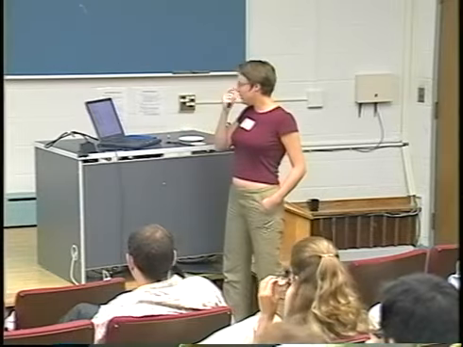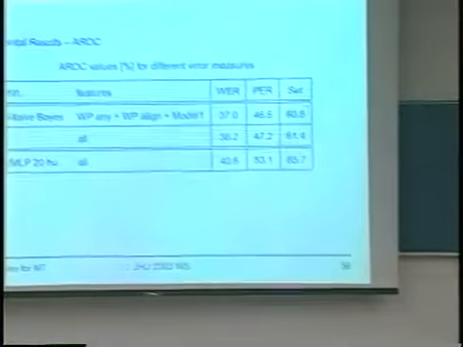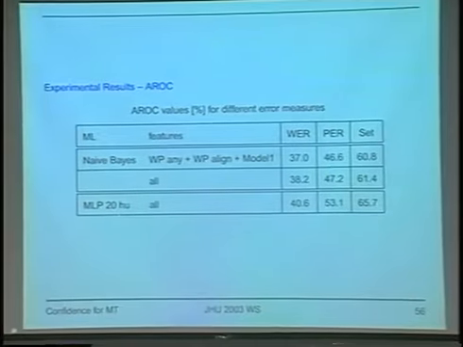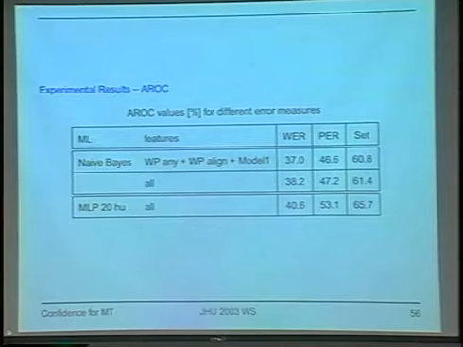So comparing now the naive Bayes model to the neural net that we trained as well. Here we trained a neural net with 20 hidden units because this gave us the best error on the validation set, so we picked that for testing.